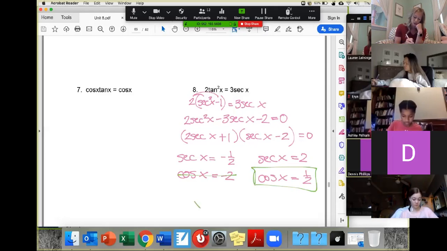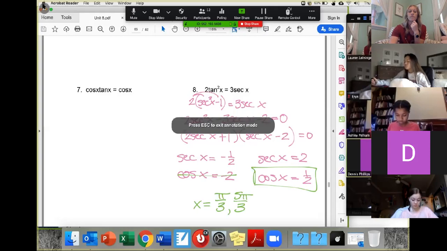So I look at my chart. Cosine's equal to 1/2 at pi/3. Cosine would again be positive around in quadrant 4 at the pi/3 reference angle there, which is 5 pi/3. Okay. Any questions or problems on that?